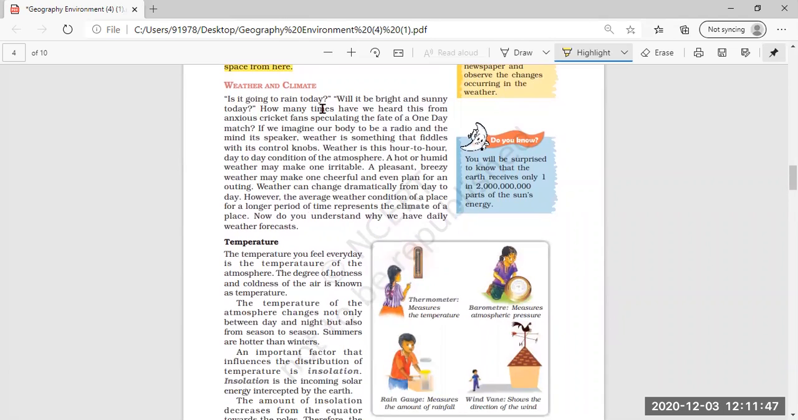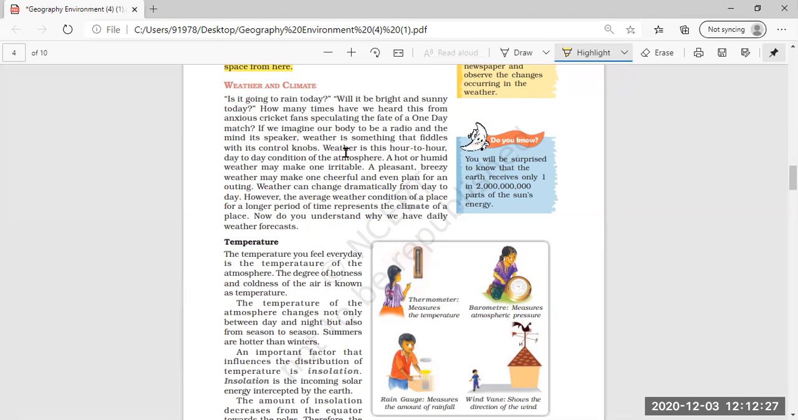Now next, weather and climate. Is it going to rain today? Will it be bright and sunny today? These are the questions that arise. How many times have we heard this from anxious cricket fans speculating about the fate of the one day match? When the one day match is being held, the people who are there to see that match often ask these questions: will there be rain today, or will it be a bright and sunny day?